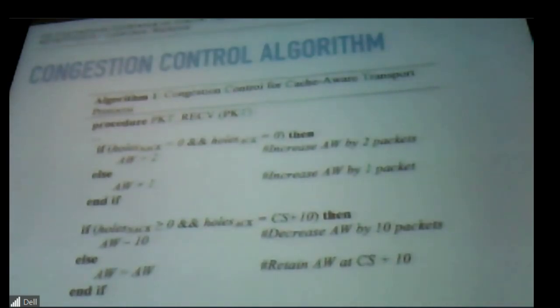And then for the next scenario, if the sender receives a NAP with holes and the AW window reaches its optimal size, CS plus 10, that's the time we decrease the window by 10 packets. Otherwise, we retain the window at its original value.